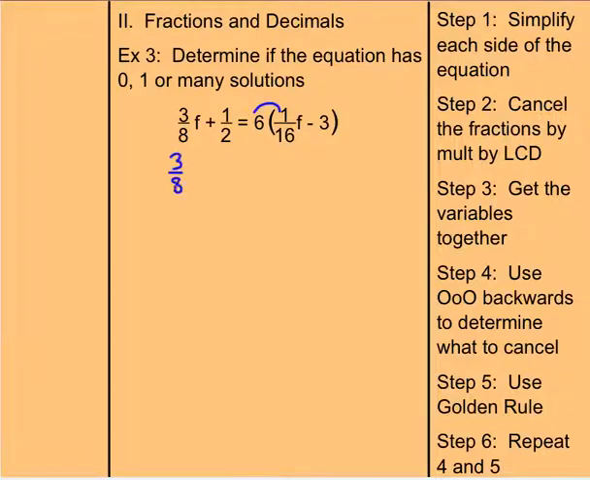I'm going to leave my left-hand side alone because there's nothing to simplify. 6 times 1/16. When you multiply a whole number by a fraction, the whole number just multiplies right into the numerator. So I end up with 6/16 f minus 3 times 6 is 18. Now I know that my 6/16 can simplify, so I will cancel them both by a factor of 2, because 2 goes into 6 and 2 goes into 16. So I've got 3/8 f plus 1/2.